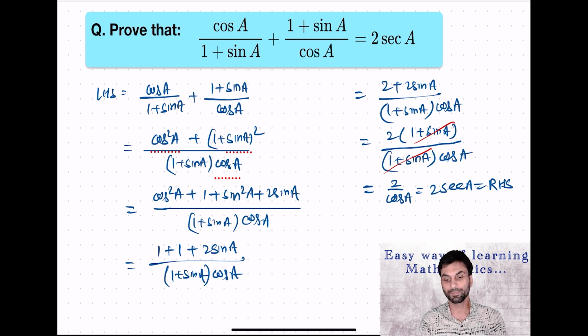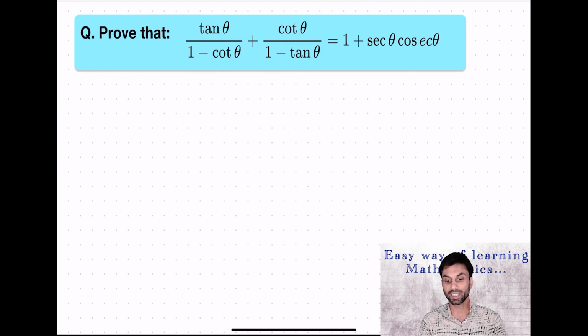Moving to the next question, we have to prove that tan theta upon 1 minus cot theta plus cot theta upon 1 minus tan theta equals 1 plus sec theta into cosec theta. Now our RHS is sec and cosec, which are the reciprocals of sine and cos. So here we can solve it in two ways. Either you can convert your LHS completely in terms of tan or cot, or you can convert it into sine and cos. We are going to convert it into sine and cos, and then solve it.